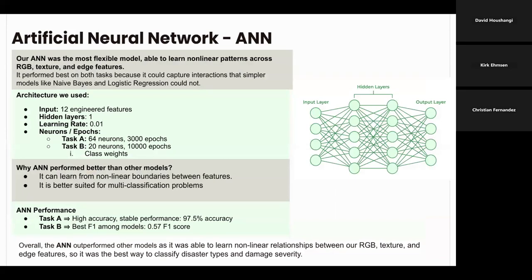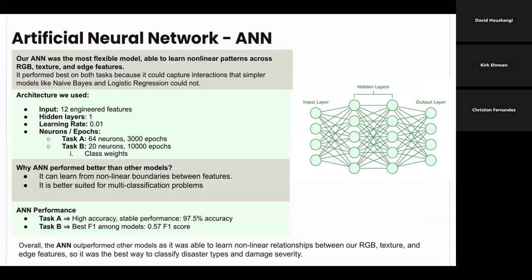The ANN was the most flexible model, able to learn nonlinear patterns across both the spectral and textural features. It performed best on these tasks because it was able to capture interactions that simpler models such as naive Bayes and logistic regression could not.